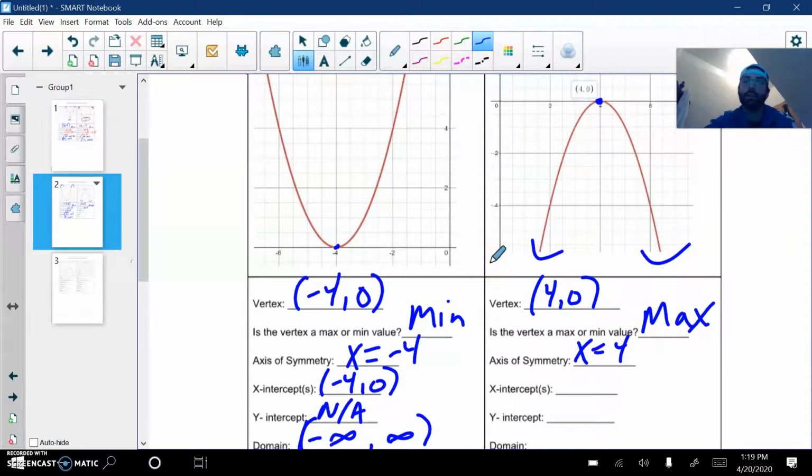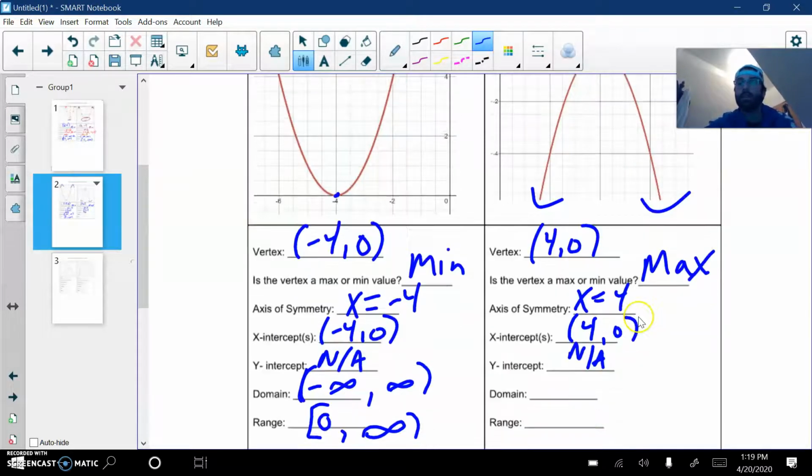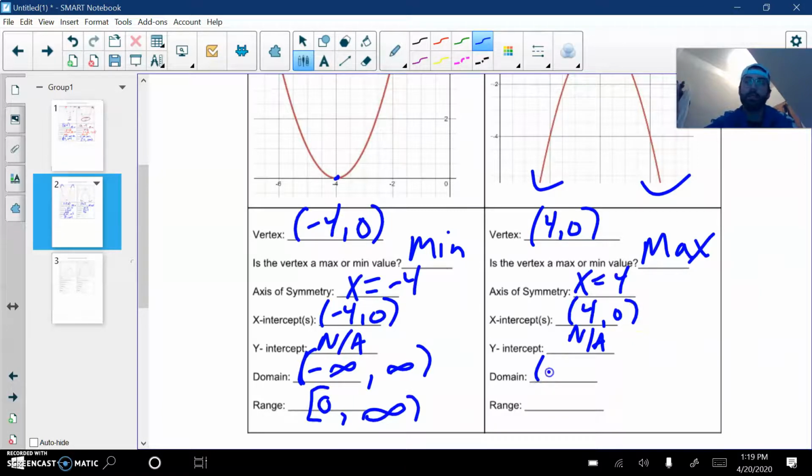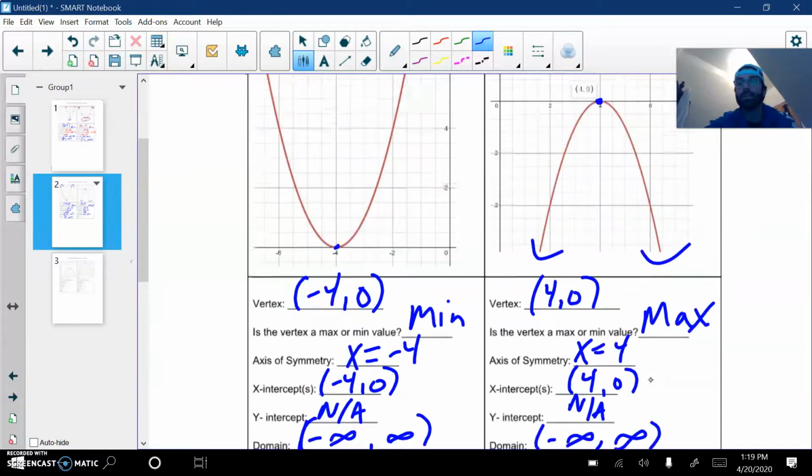Our x-intercept, this one's 1 intercept, is (4, 0). Can't see my y-intercept, so I'm going to write NA again. Domain, left to right, is still negative infinity to infinity. Our range now is a little bit different.